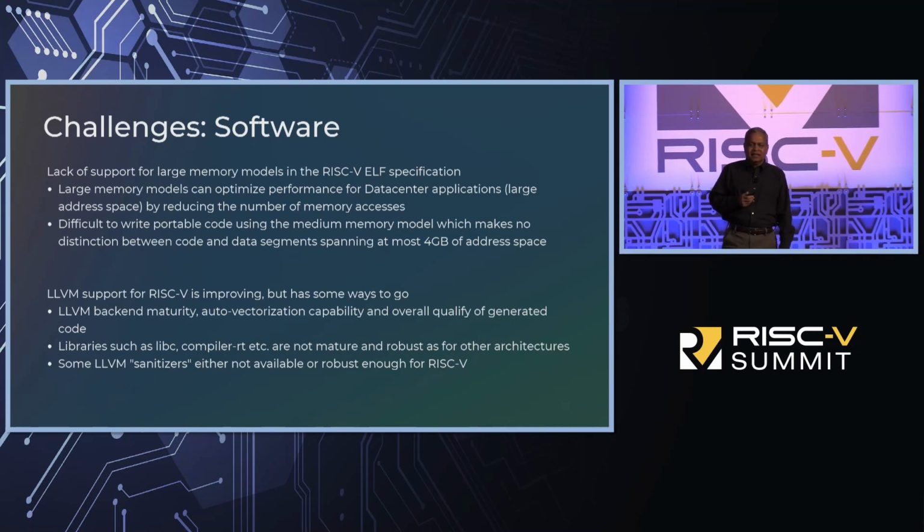And the second one is that the LLVM support for RISC-V is improving. We have seen it improve over the last 3-4 years, but we would still like to see some of the areas that we collectively work towards, like LLVM backend maturity, auto-vectorization capability, and overall quality of generated code. And then the libraries such as libc and compiler runtime are not as mature and robust as for other architectures, and some LLVM sanitizers are either not available or not robust enough for RISC-V today.